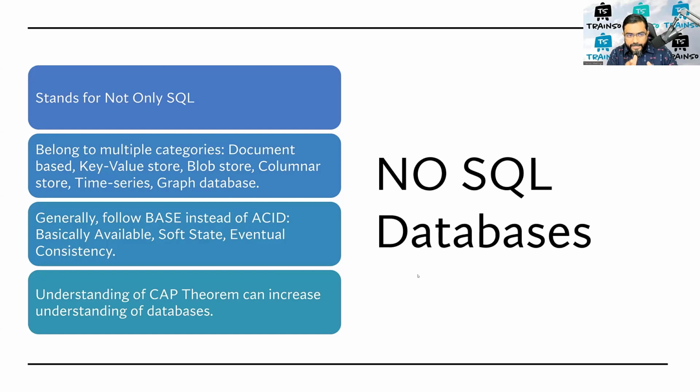So there are different categories. You have a category called key value store. A popular example is Redis. You have categories such as document based. A popular example is MongoDB. You have blob store. You have columnar store. Columnar store, you have Cassandra. Blob store or object store, you have Amazon S3 or your blob storage on Azure Cloud. Then you have time series databases. You have graph databases.